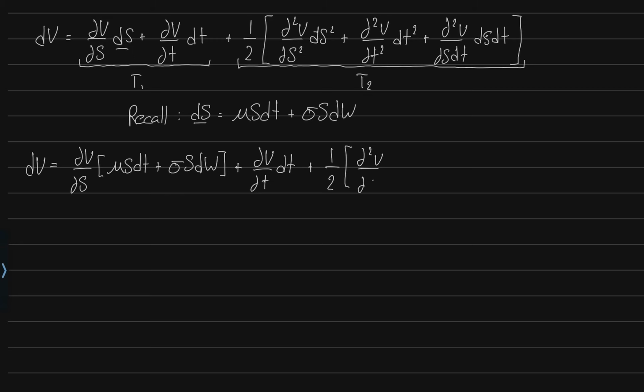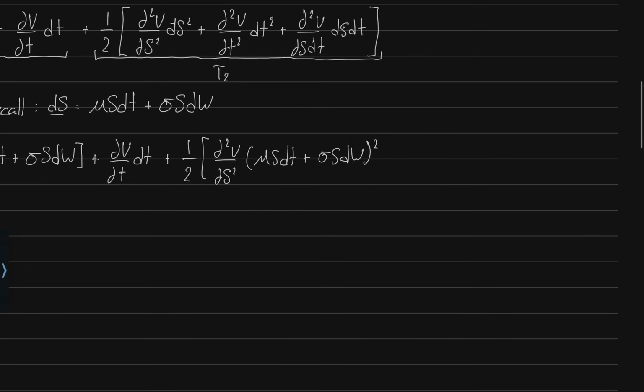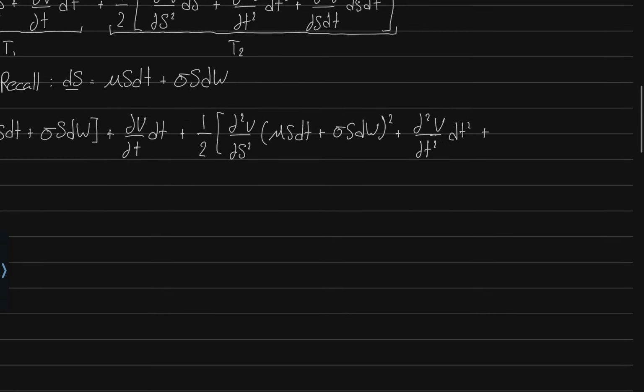Then for our second term, we have the second partial derivative of V with respect to our stock price squared, and then we're also going to have (mu S dt plus sigma S dW) squared, plus our second derivative of V with respect to t squared, dt squared, plus, and then I guess I'll write this on the next line because I'm running out of space, we will have our partial derivative with respect to S and t times our (mu S dt plus sigma S dW), and all of this is going to be multiplied by dt.